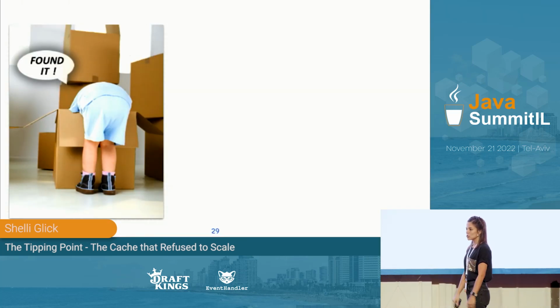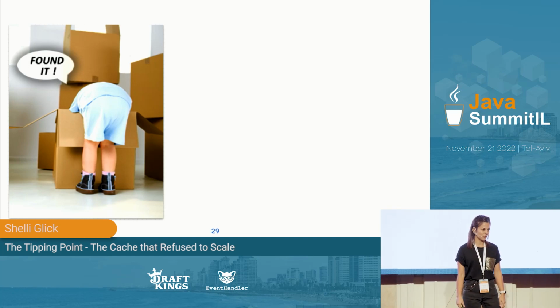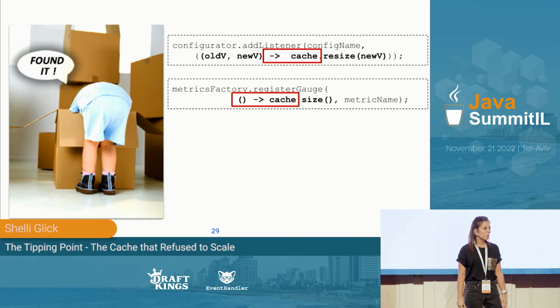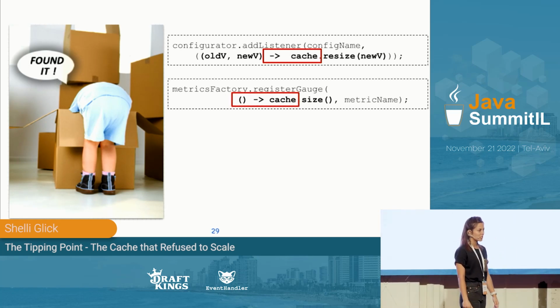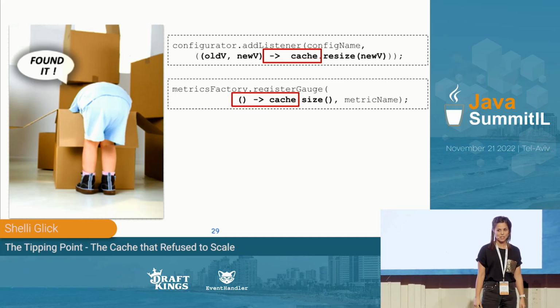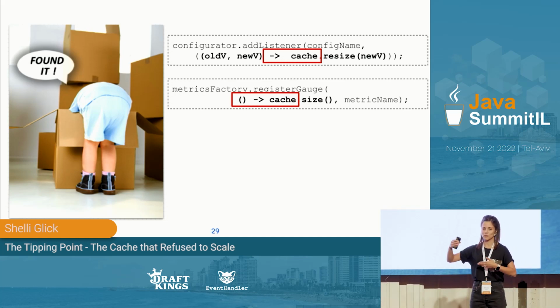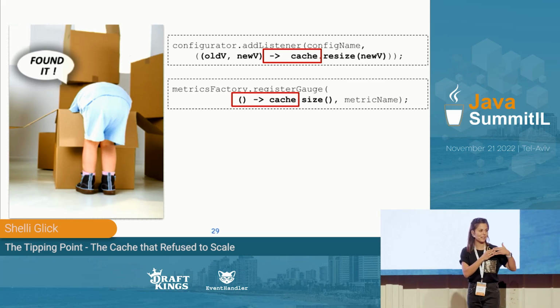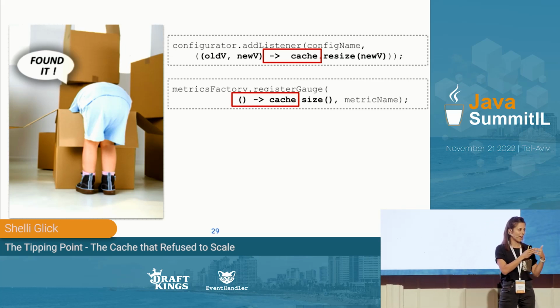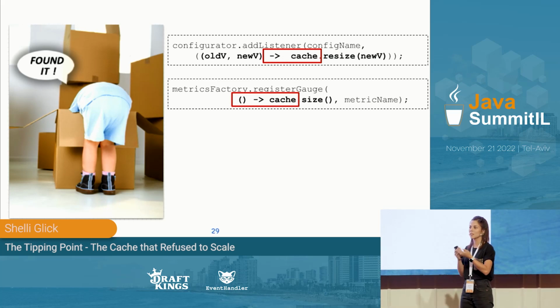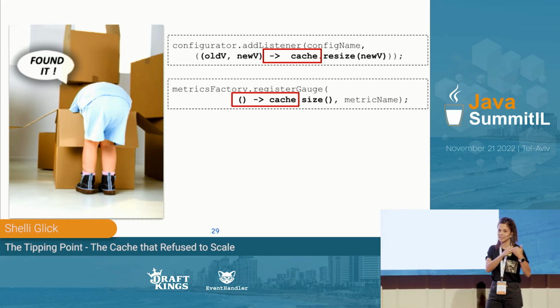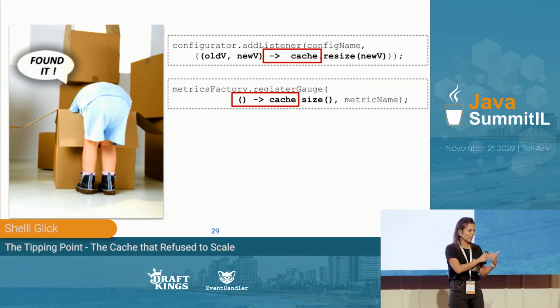So we went to look at our cache creation code and found these. We had lambdas registering both configuration listeners and metrics to our cache. And the lambdas were holding a reference to our cache and keeping it. And so even once the cache was invalidated and we created a new cache, the lambdas were still holding a reference to the old invalidated cache. And so GC never saw it as garbage and never freed the heap.